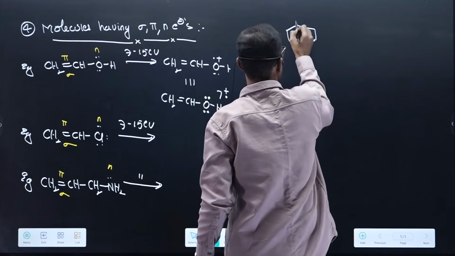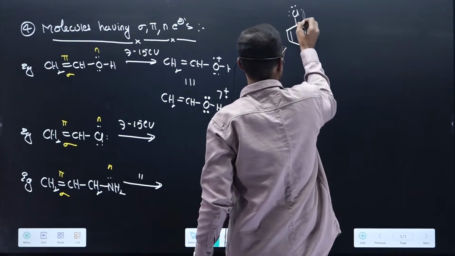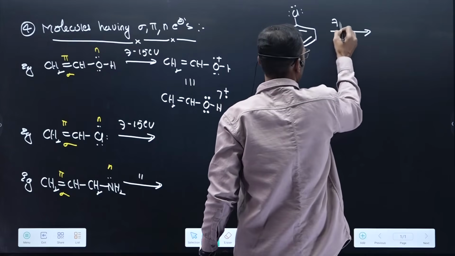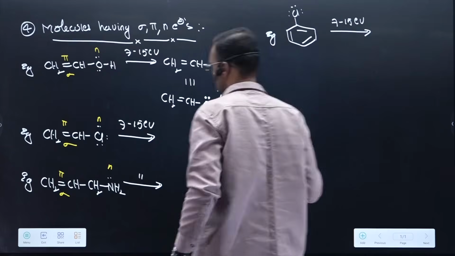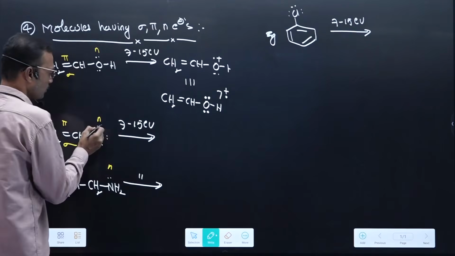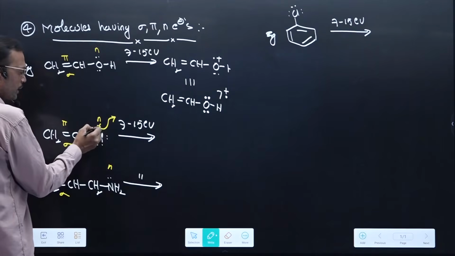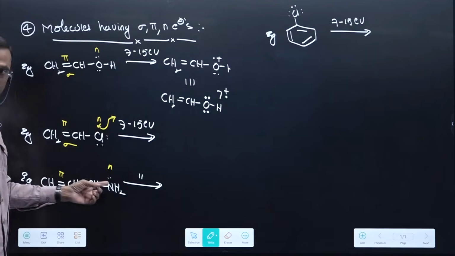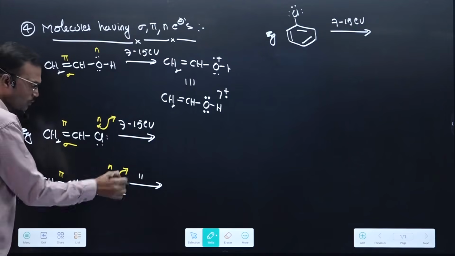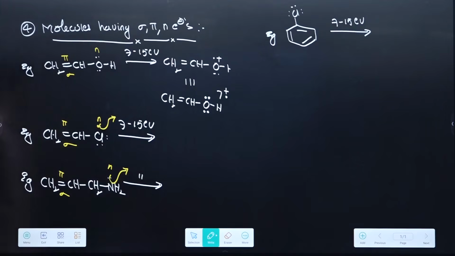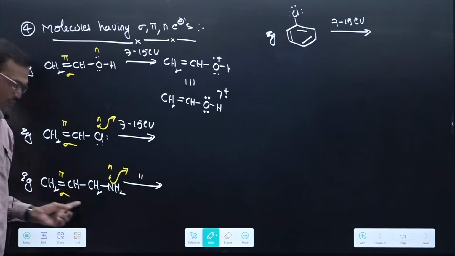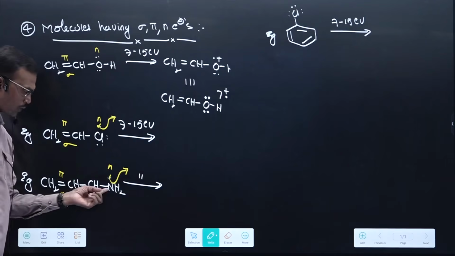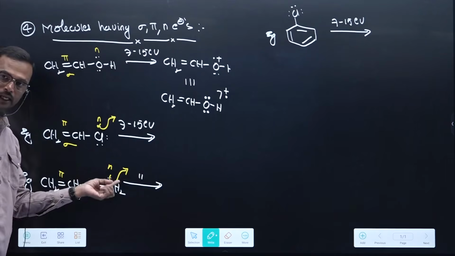You know chlorobenzene? Chlorobenzene. Here how many types of electrons are present? See, here can I remove an electron from chlorine or not? Remove an electron from chlorine, put radical cation. Here also radical cation. Can I remove from nitrogen? Remove this. Clear? Here what should I write? CH2, CH, CH2, NH2, and here radical cation.